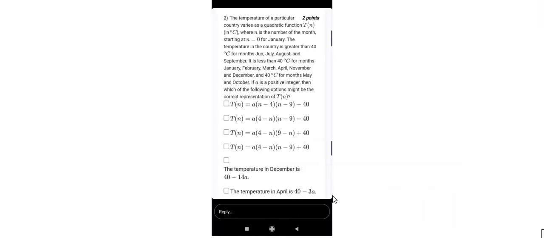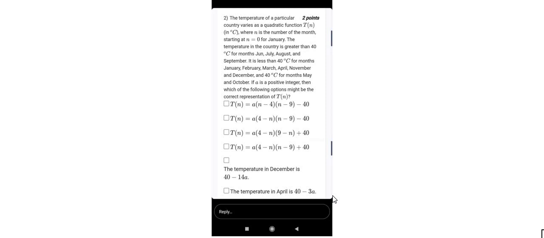We have question number 2. So the temperature of a particular country varies as a quadratic function Tn in degrees Celsius, where n is the number of the month starting at n is equal to 0 for January. The temperature in the country is greater than 40 degrees Celsius for months June, July, August and September. It is less than 40 degrees for the months January, February, March, April, November and December, and 40 degrees for the months of May and October.